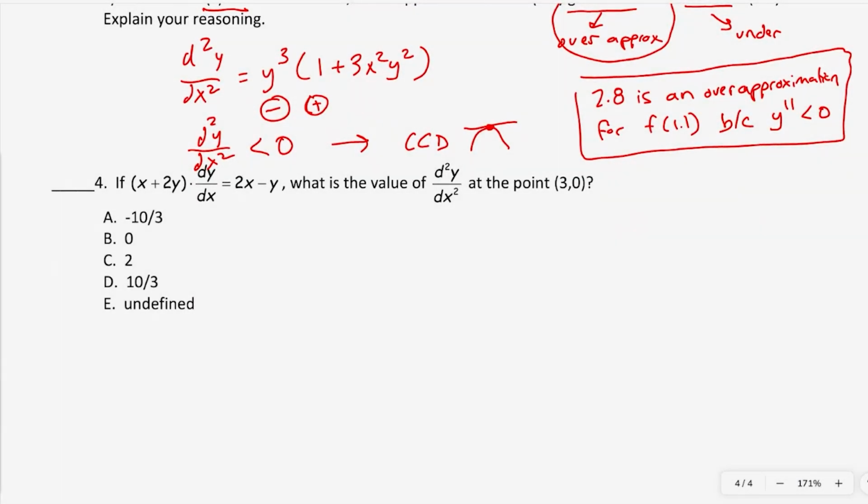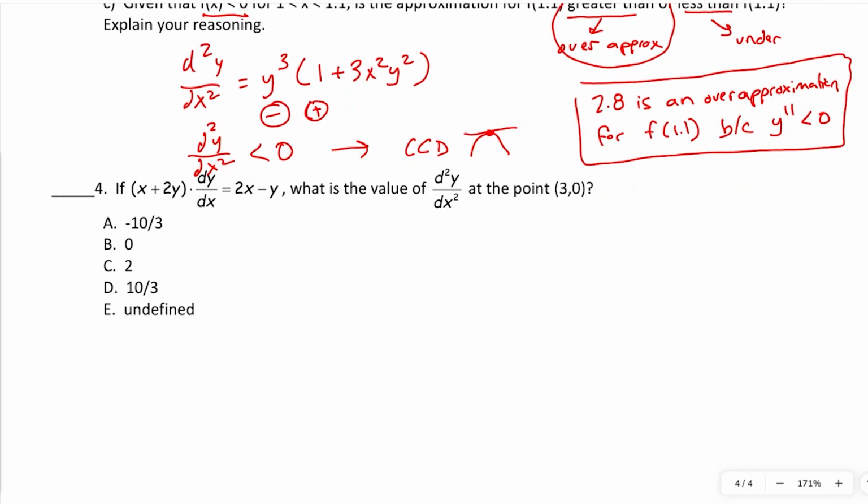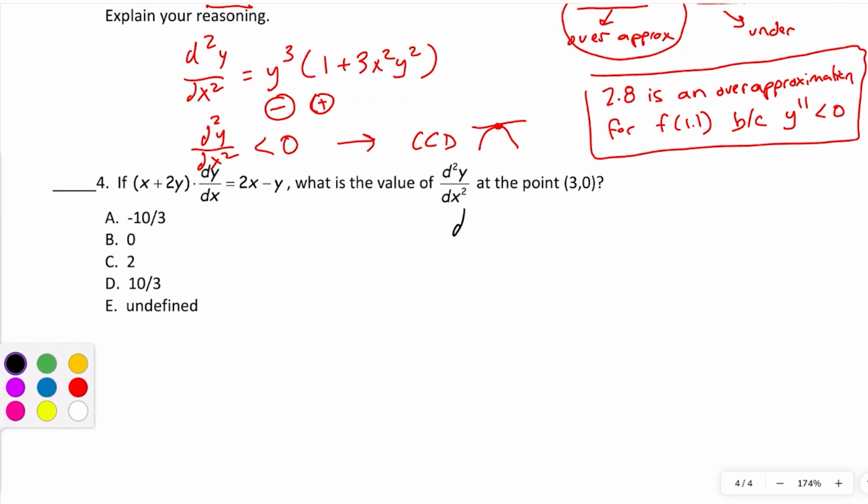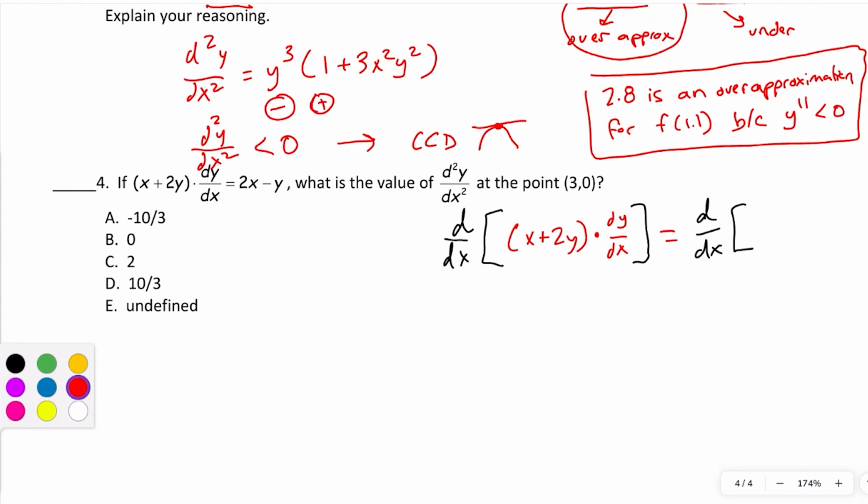All right, so we didn't quite get to this problem in class, but let's go ahead and go over it now. If x plus 2y times dy/dx equals 2x minus y, what is the value of the second derivative at the point (3, 0)? So the first thing we're going to need to do is to differentiate that equation. So d/dx of x plus 2y times dy/dx equals d/dx of 2x minus y.